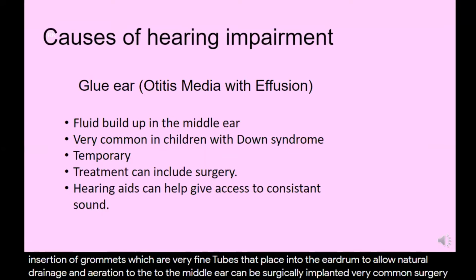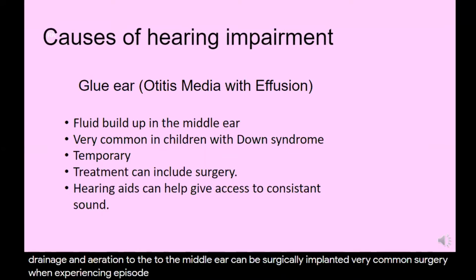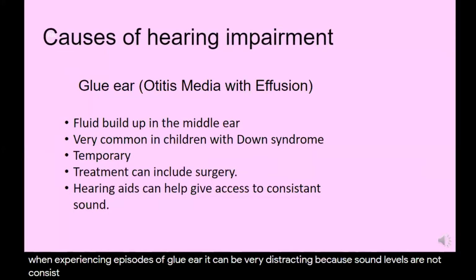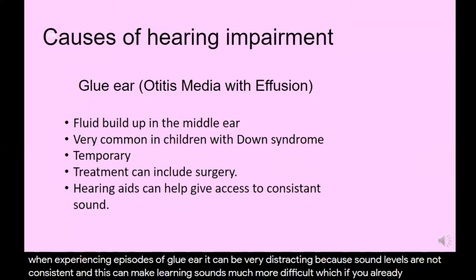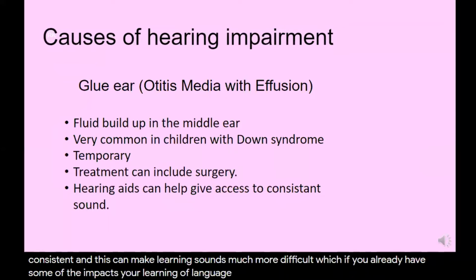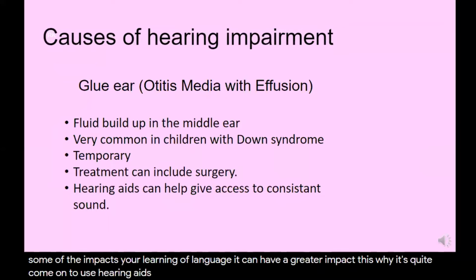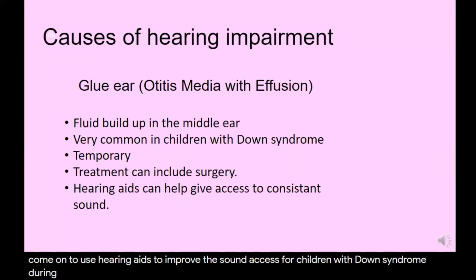Now, when experiencing episodes of glue ear, it can be very distracting because sound levels are not consistent, and this can make learning sounds much more difficult, which, if you already have something that impacts your learning of language, can have a greater impact. And this is why it's quite common to use hearing aids to improve the sound access for children with Down syndrome during long episodes of glue ear.